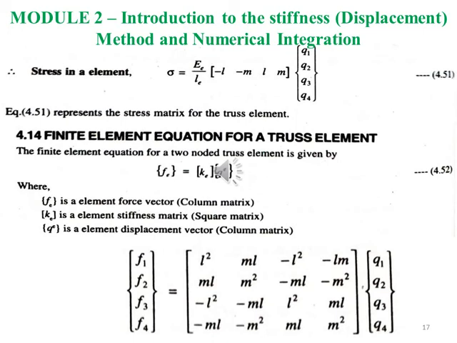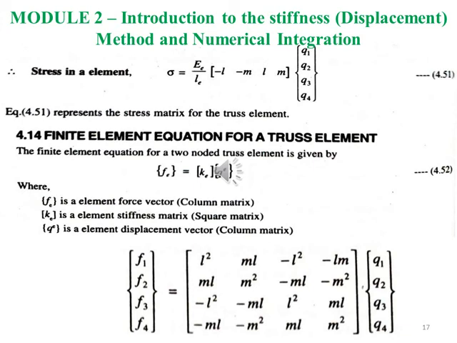And F and Q are column matrices, whereas K is the square matrix. So it can be written as [F1 F2 F3 F4] is equal to [l^2 ml -l^2 -lm; ml m^2 -ml -m^2; -l^2 -ml l^2 ml; -ml -m^2 ml m^2] into [Q1 Q2 Q3 Q4], where K is the stiffness matrix.